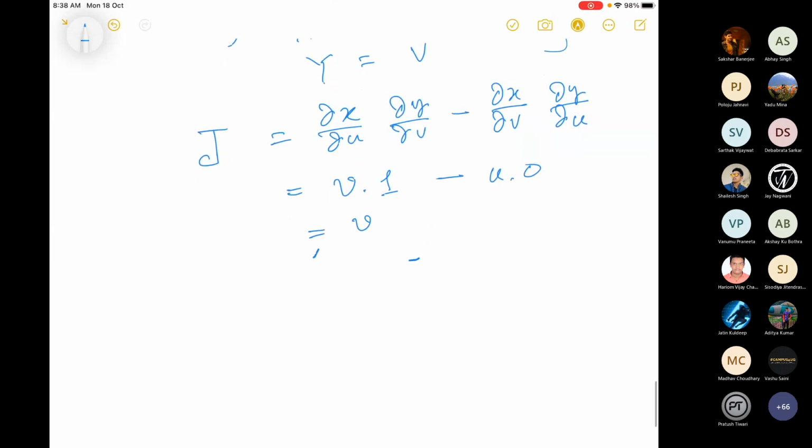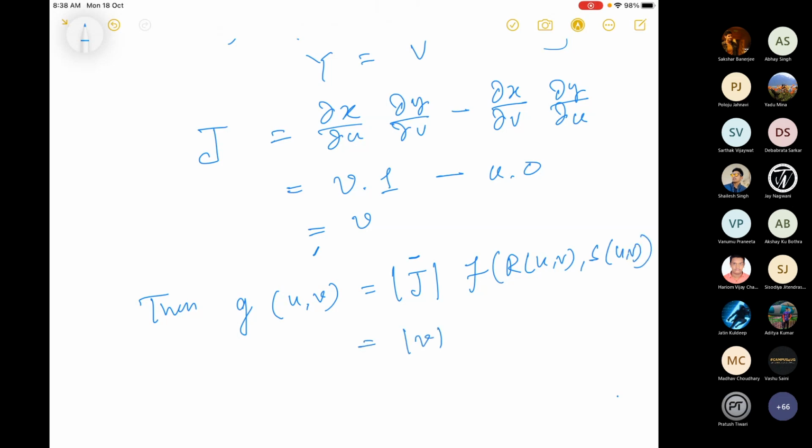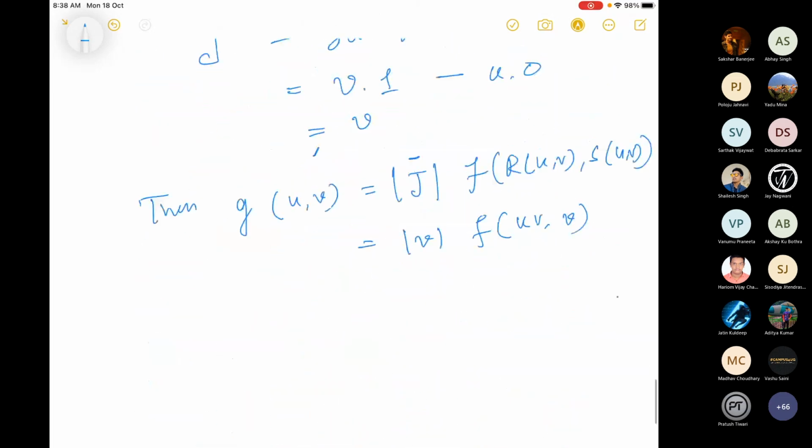So then according to the formula, the joint PDF of u and v is nothing but the modulus of J times f of r(u,v) and s(u,v). So this is mod of v, and then f of uv and v. And we know f of this is 8 times xy. So here 8xy means uv times v, so it's 8uv squared.